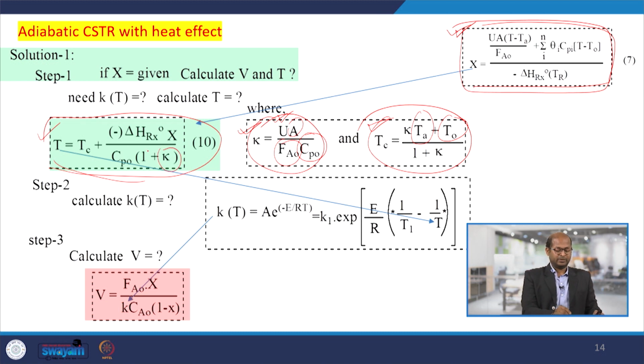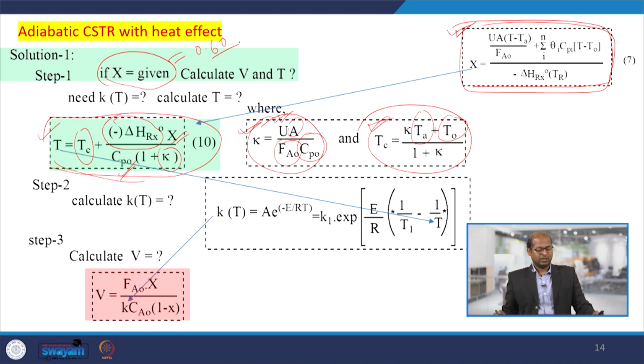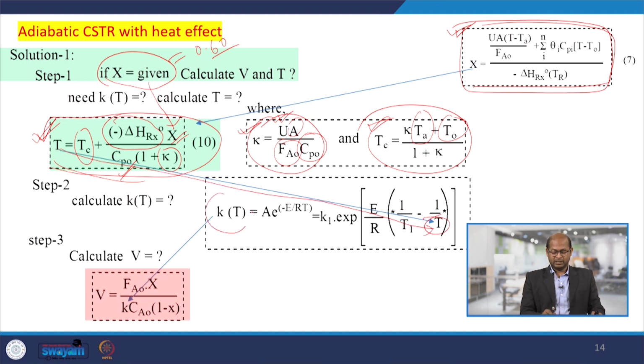Then we can put the kappa and Tc values here, and Cp naught is known, and the heat of reaction for this reaction is known. At a specified conversion, let us say 60% conversion, first we have to know the temperature. If we put X equals 60, then we know the corresponding reactor temperature. Once we know this temperature we can put it here, then the K(T) value will come out, then we can put the K(T) value here, and then we can find the volume of the reactor. Okay.